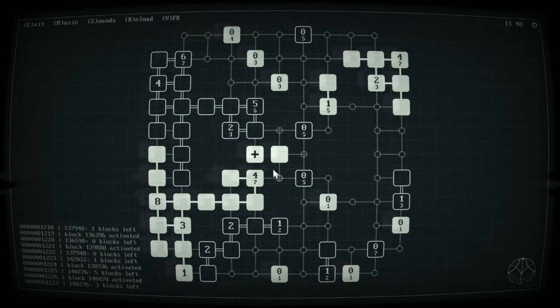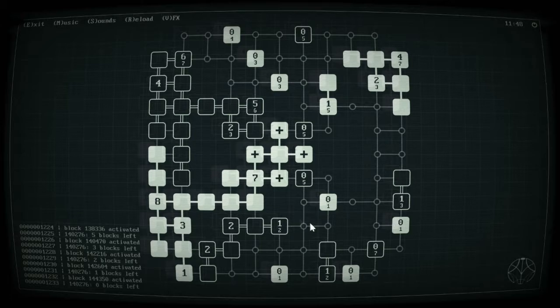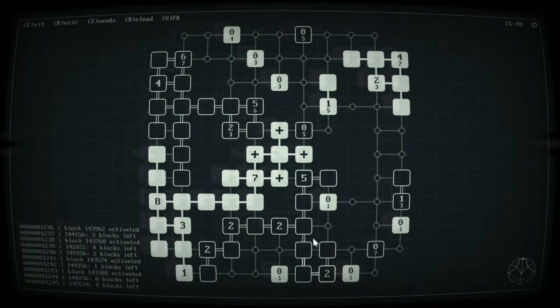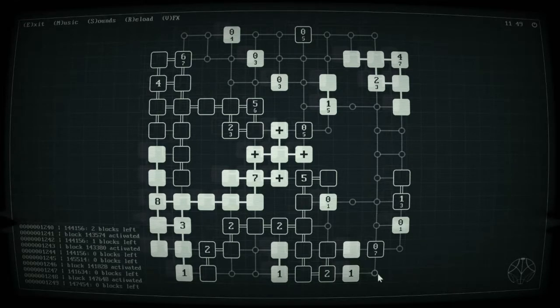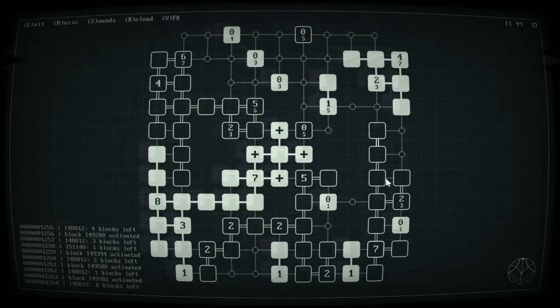How about like that? And then this has free range. This is wrong. I know this is wrong. There's too many open spaces. I know this is wrong. That one there. This needs one more. This needs one more.